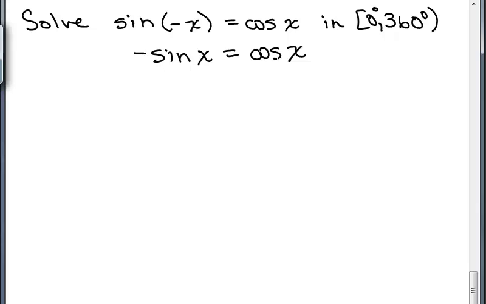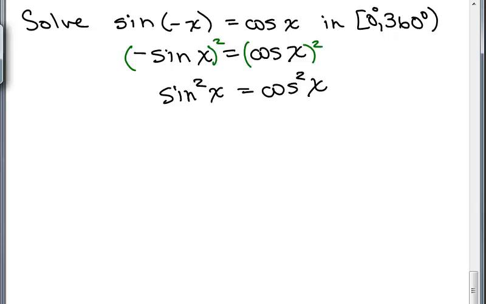Okay, now at this point, I don't see any other identities I could use. I could maybe try to set this equal to 0, but I don't think that's going to help me either. Not sure what I would do with that. So I'm going to think of another strategy. One thing we could do is try squaring both sides and see where that leads us. On the left-hand side, I'm squaring a negative, so it's going to be positive, and then I have sine x quantity squared. That's the same thing as sine squared x. And over here we have cosine squared x.